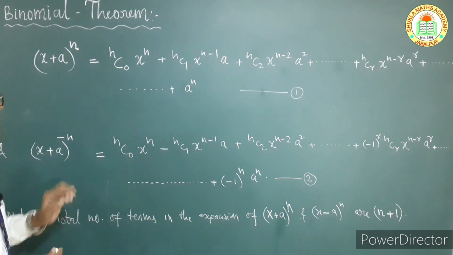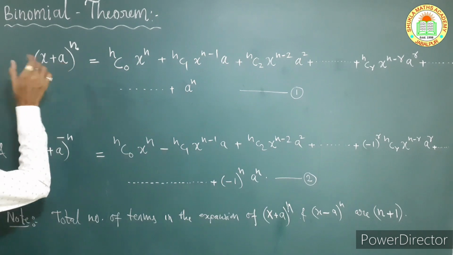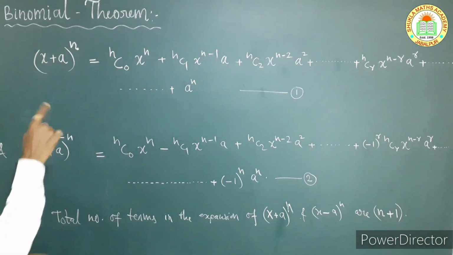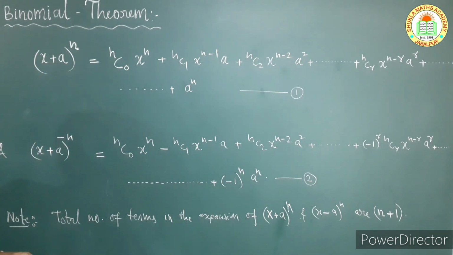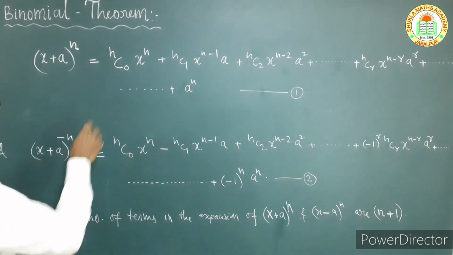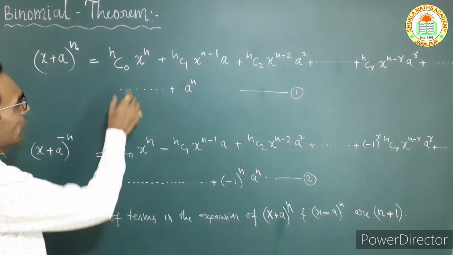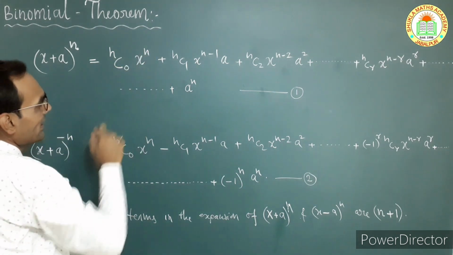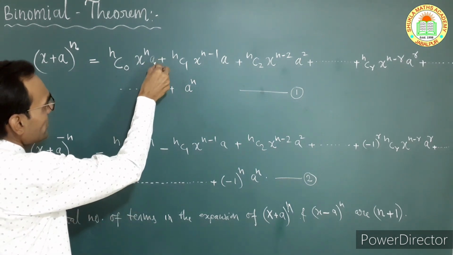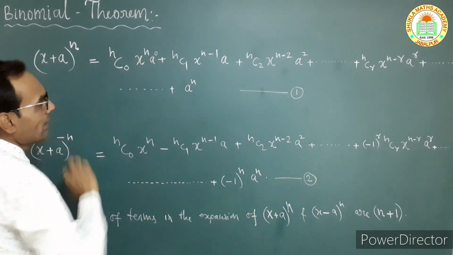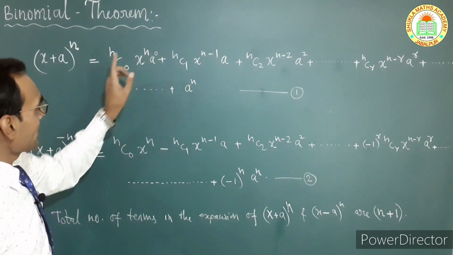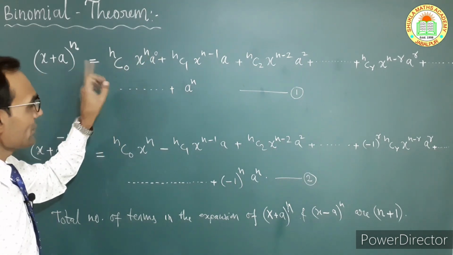Remember that. Because this is the expansion of two terms raised to the power n, it is called a binomial expansion. Binomial means two terms, so we are finding the expansion of two terms, and it is called the binomial theorem. Now see, in this expansion the powers of x are decreasing. In the first term x^n, a is raised to 0, so we can write a^0, and the coefficient in the first term is nC0.